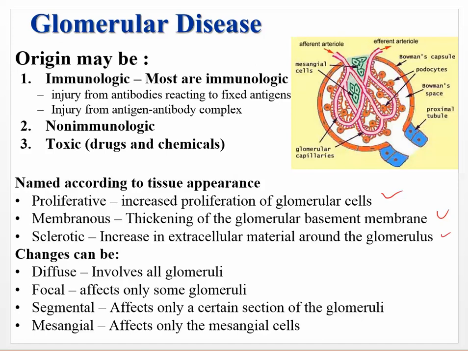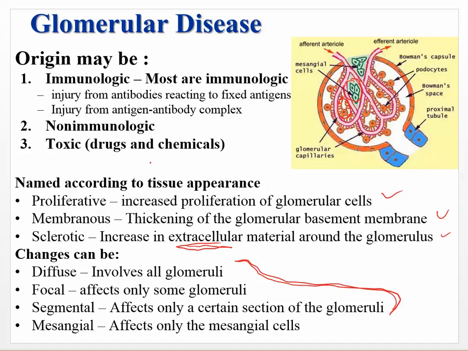Or sclerotic, an increase in extracellular material around the glomerulus. That's extracellular, so fibers and things like that build up, and we call that sclerotic. It can be diffuse, where it involves all the glomeruli. It can affect only some glomeruli in the kidney, or only a certain section of the glomeruli. So all of them, some of them, only a certain part of them, or it can affect only the mesangial cells, which are the cells in between these glomeruli, in between these capillaries.